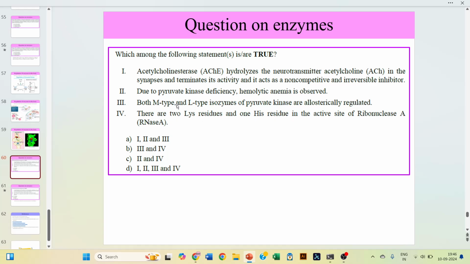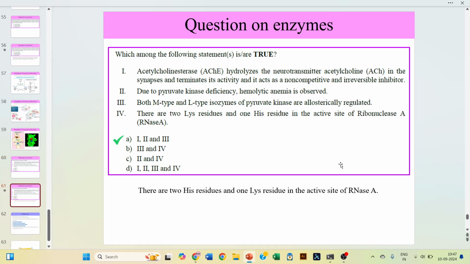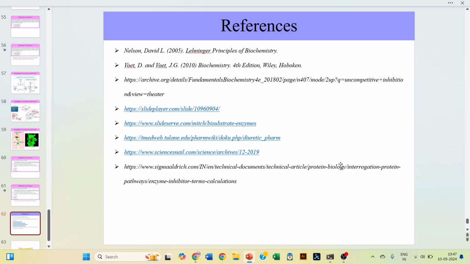Besides that, we know that both M and L type of isozymes of pyruvate kinase are allosterically regulated. That is there in one of the slides just previous to this one. Plus, pyruvate kinase deficiency leads to hemolytic anemia. This also we have learned just now. And acetylcholinesterase is acting on acetylcholine, and this is preventing the activity. That is also something that we know. These are the different references, websites, books and research articles that you can go through.